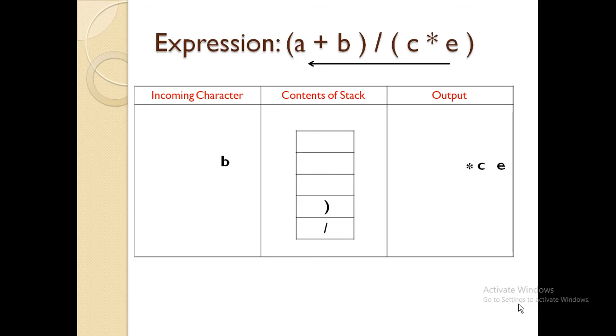B, an operand, write it onto the output string. Then plus. Here don't compare the priority of plus and division because a closing bracket is in between them, so push it onto the stack. After that A is an operand, so display it onto the output string. Now next is an opening bracket, so pop the contents of the stack till we find the closing bracket. So plus is popped out here and the closing bracket is also popped out, but it is not written to the output string. Now the expression is ended and the stack contains one operator, division, so pop it out.